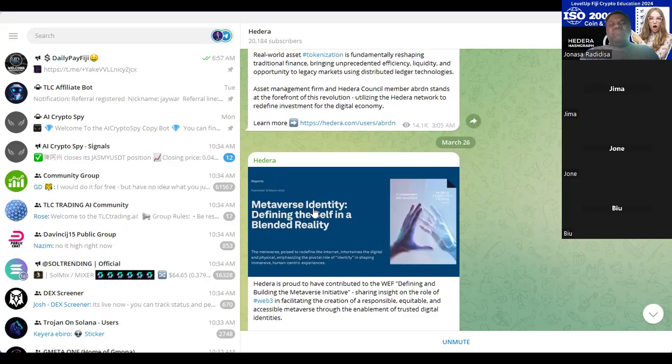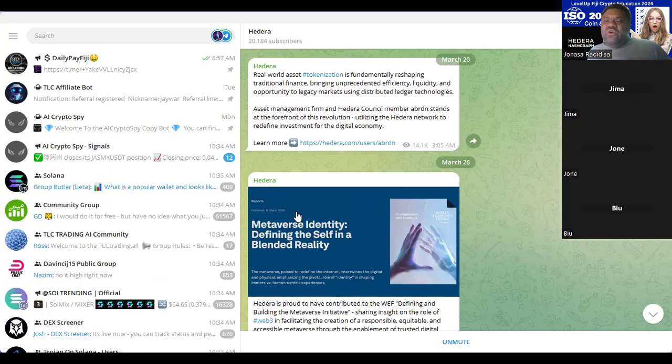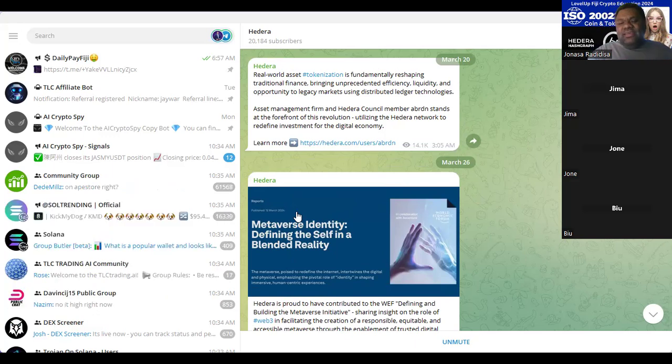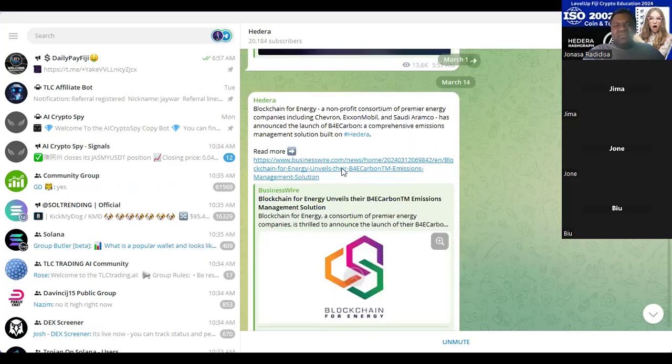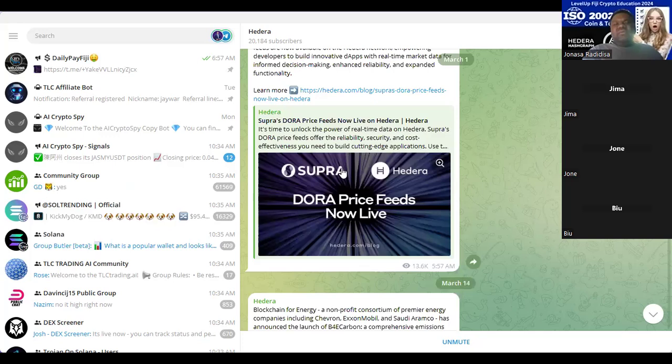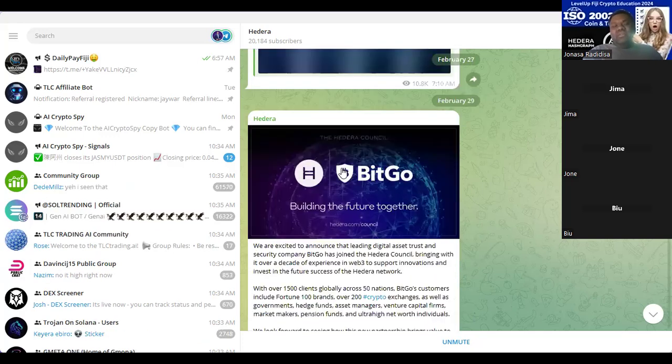Now Hedera will play a part in metaverse identity. If you have seen the goggles, the Vision Pro from Apple, that is the metaverse. Hedera will also play a part there when you're doing payments in the metaverse or virtual reality. It's coming. So Hedera is a major blockchain technology that is here.